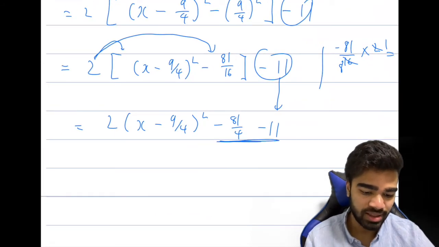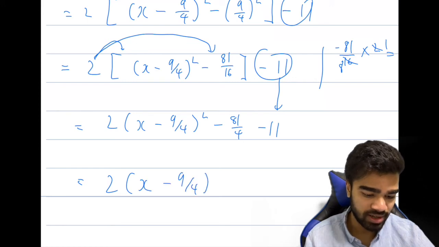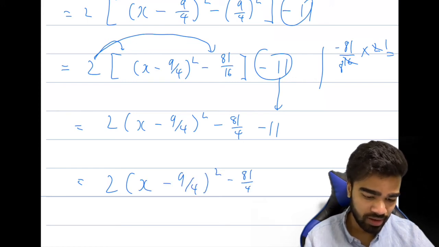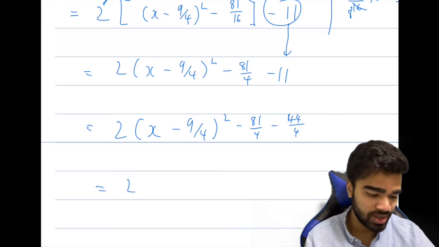So now we just need to add these two whole numbers together. So pretty much collect like terms. 2 x minus 9 on 4 squared, negative 81 on 8 minus 11 as a denominator of 8. So now we need to combine them.